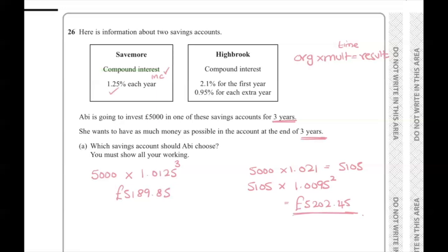We can see that Highbrook earns just that little bit more interest, and that would be the place to invest our money. Now, remember, you do have a calculator. So if you're finding it hard to get that multiplier, just pop it into your calculator. So, for example, this one here, it looks so complicated, but all it is 100 plus 0.95, and then you divide by 100 to get the decimal version.